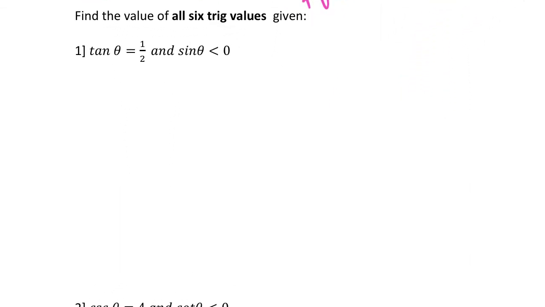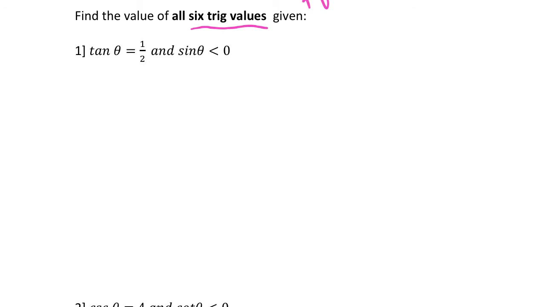So zooming in on the first example, you'll notice that we're asked to find all 6 trig values of the angle or the triangle that's given. So we're finding sine, cosine, tangent, and all the reciprocal buddies. Now, we're not given an angle like we were last week, like find the sine of 7 pi over 6. Instead, we're given information about the triangle. So first things first, we have to figure out where the triangle sits, in which quadrant. So take a look at the information that's given. They first tell us that tangent is equal to 1/2.